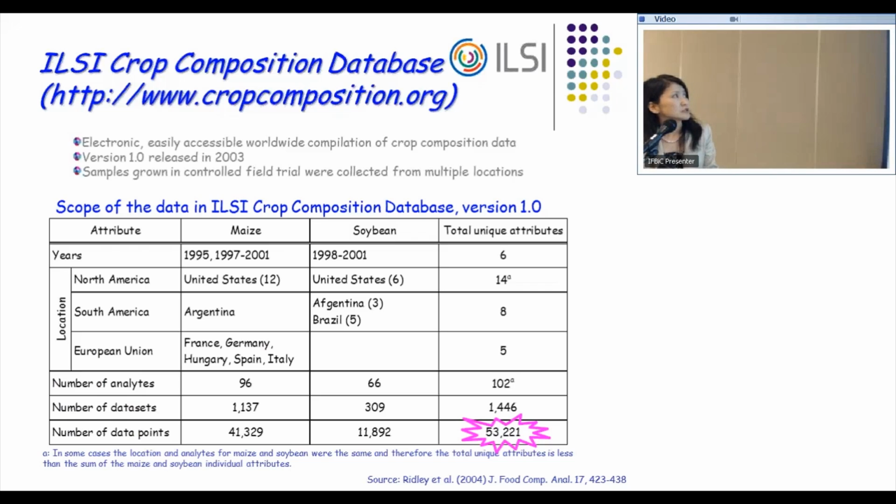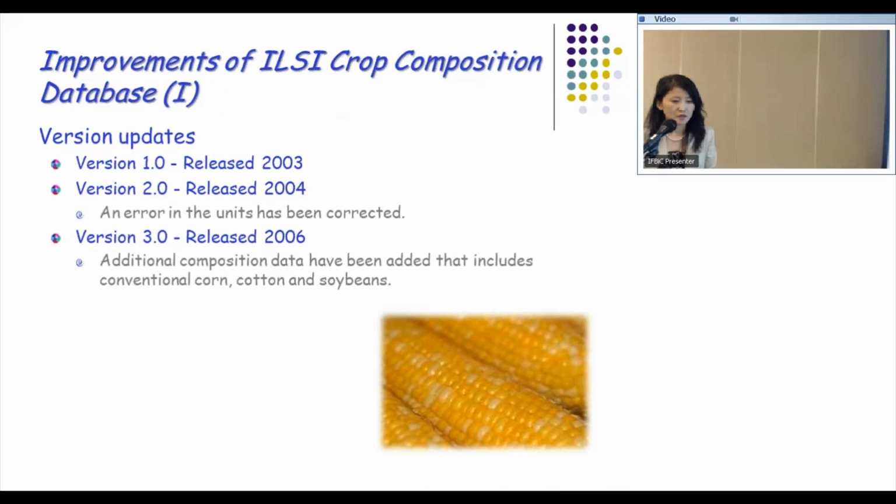And also the samples were grown in controlled field trials. At the release of the first version, the total number of data points was over 50,000, and it has given a lot of information. Since the first release of the database, several version updates have been conducted to improve the database. In version 3, additional composition data was added, and the covered crops became 3, including cotton.